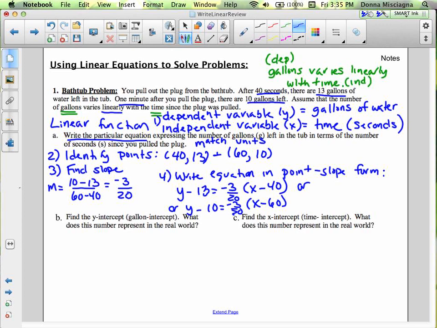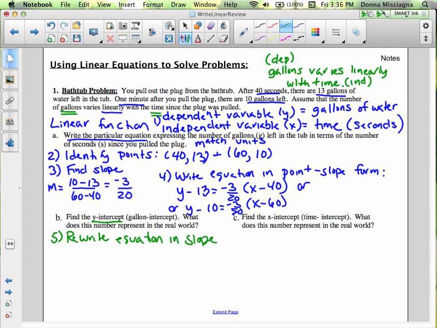Now let's look at question B. It says, find the y-intercept, the gallon-intercept. Well, y is referring to gallons, right? This is a real-world problem, so when we're finding the y-intercept, we're finding the gallon-intercept. And what does this number represent in the real world? So to find our y-intercept, or gallon-intercept, let's rewrite the equation in slope-intercept form.